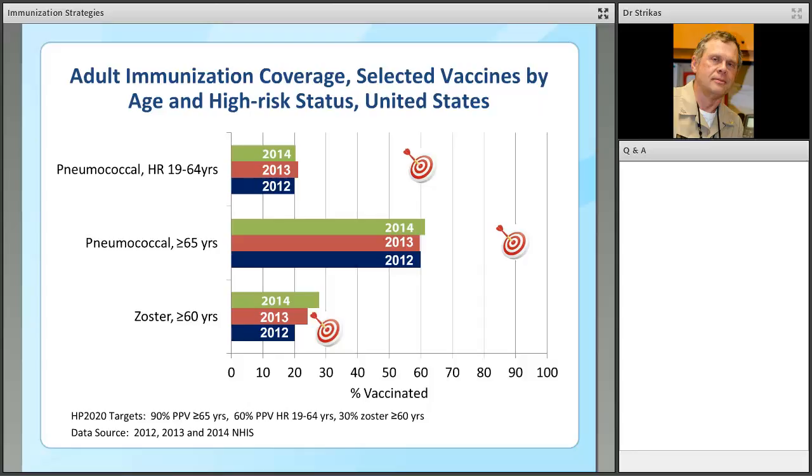Herpes zoster vaccination coverage among those 60 years and older, the recommended age by ACIP, was 20.1% in 2012, 24.2% in 2013, and 27.9% in 2014. Coverage significantly increased from year to year, and it approached the modest Healthy People 2020 target of 30%. The zoster estimate for non-Hispanic whites of 32% exceeded the Healthy People 2020 target, but again, this is a modest target.